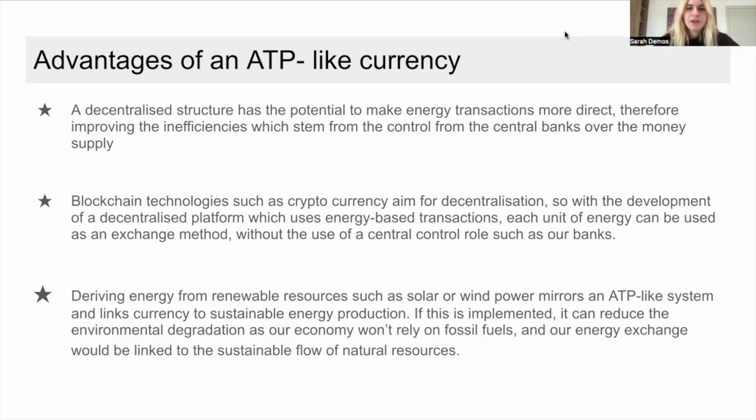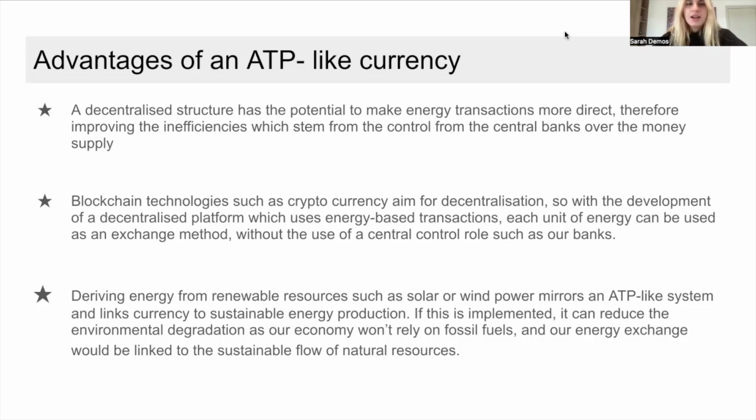A similar ATP-like currency with a decentralized structure could work, as it could make energy transactions more direct and improve the inefficiencies which stem from central banks controlling the money supply. Some blockchain technologies, such as cryptocurrency, which is already used as a currency in some countries, also aim for decentralization. So if we develop a decentralized platform which uses energy-based transactions, each unit of energy could be used as an exchange for goods and services without the central control which our current central banks hold.